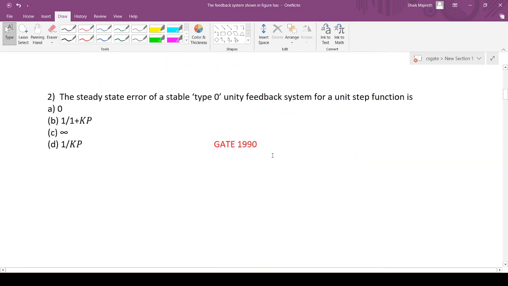Okay. Next one: the steady state error of a stable type 0 unity feedback system for a unit step function is... We know that for a unit step function, for a type 0 system, steady state error is 1 by 1 plus Kp. So option B is the right answer.